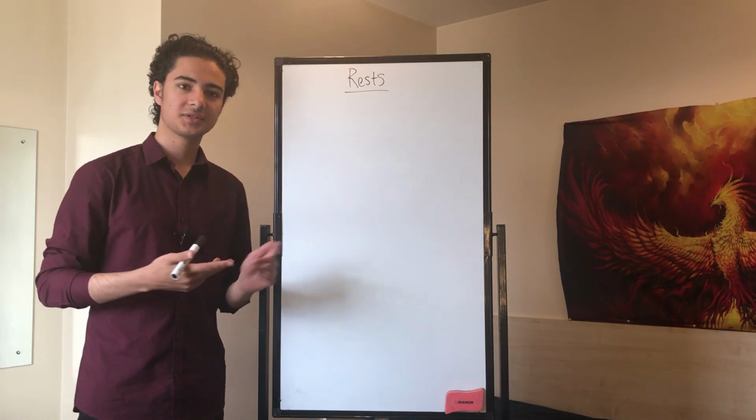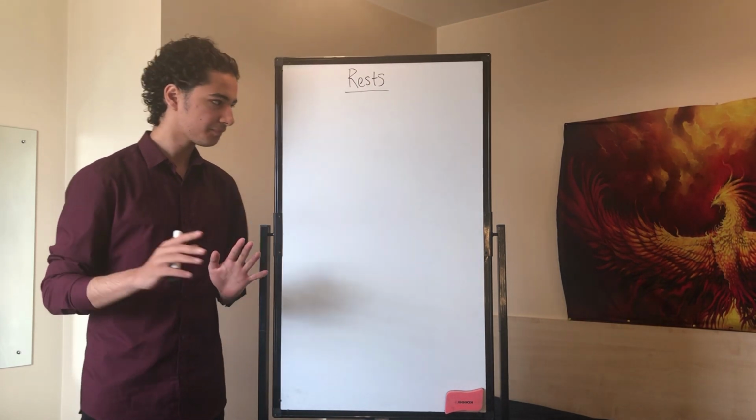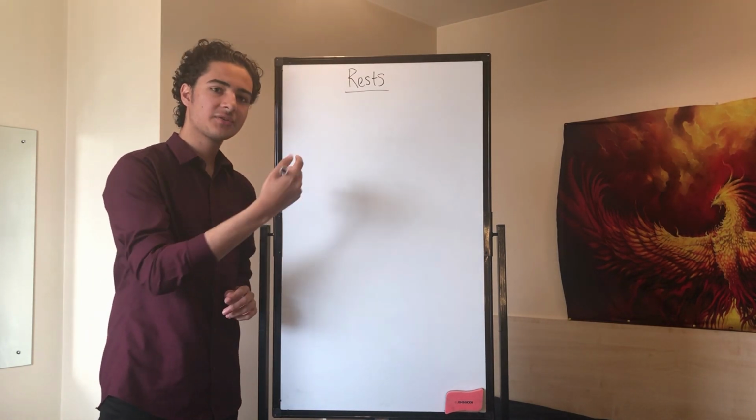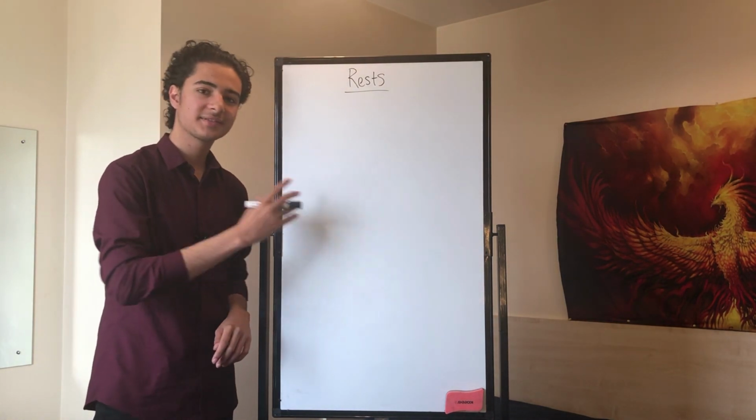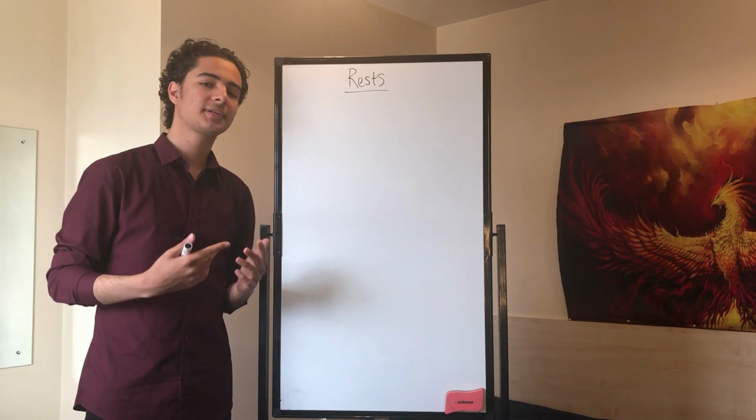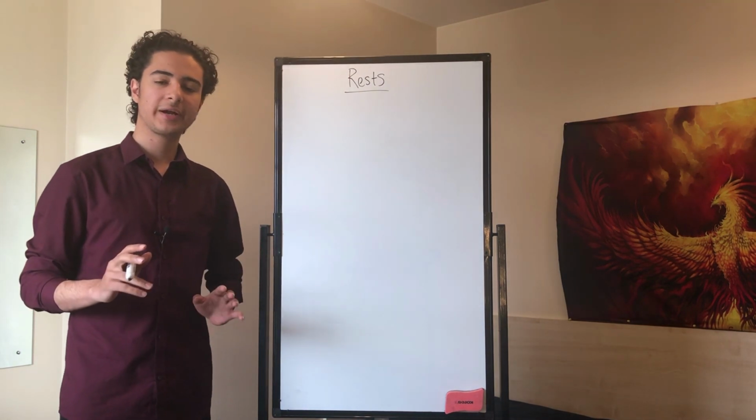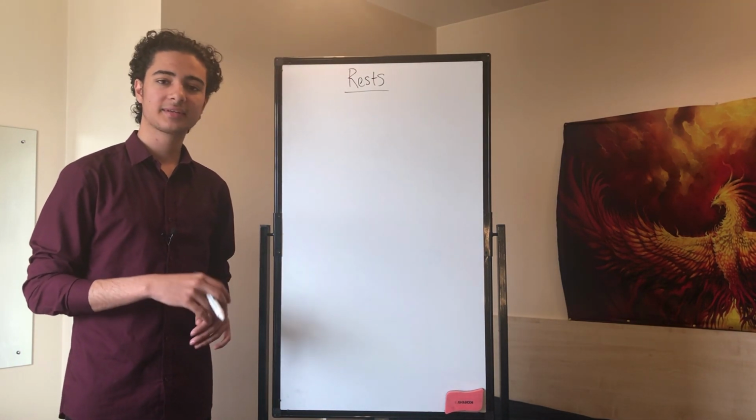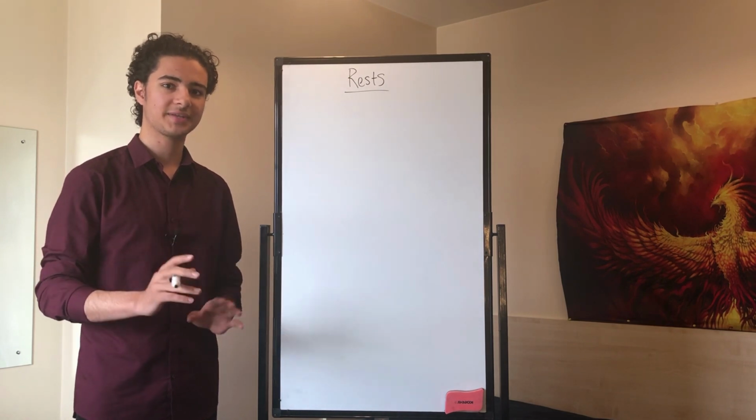So rests are actually very well connected to the note values which we learned earlier. We know that we have crotchet, minims, quavers, etc. So essentially, for each of those note values, you have a rest symbol version of it. And this includes dotted notes. So the first one I'm going to draw out here is the crotchet rest, and this is going to be one of the most common rests that you'll see.